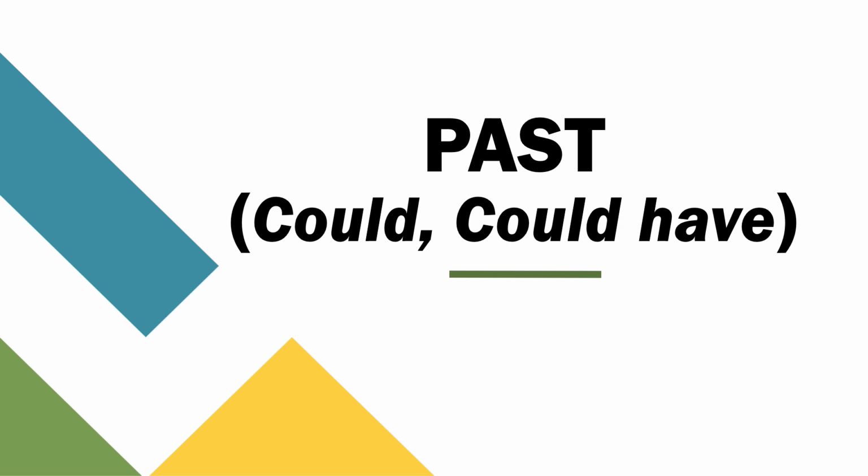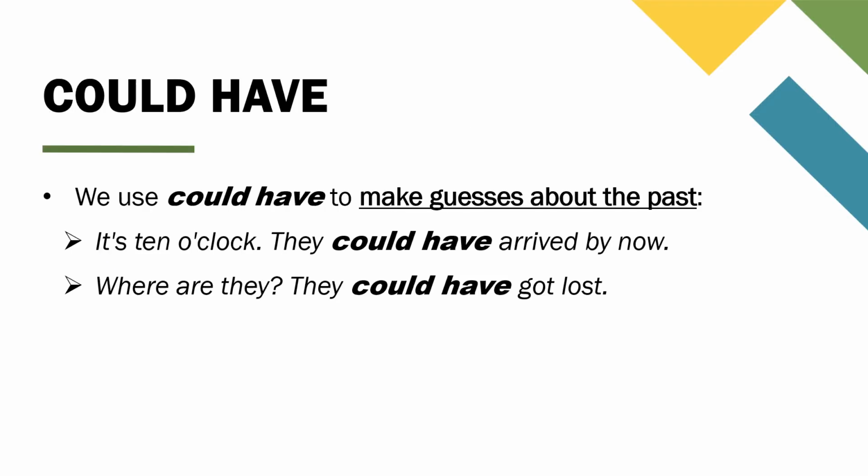We use could or could have to make statements about the past. We use could have to make guesses about the past. For example, it's 10 o'clock. They could have arrived by now. Where are they? They could have got lost.